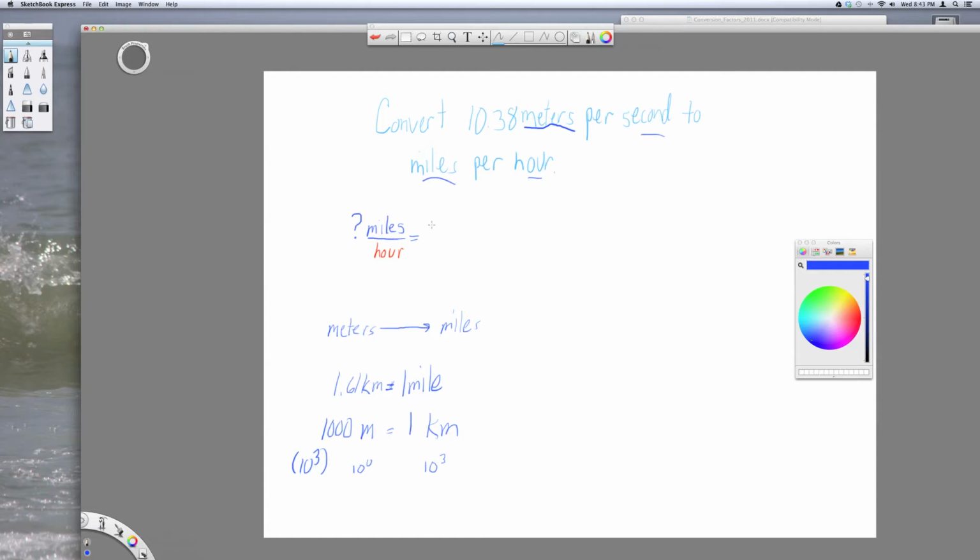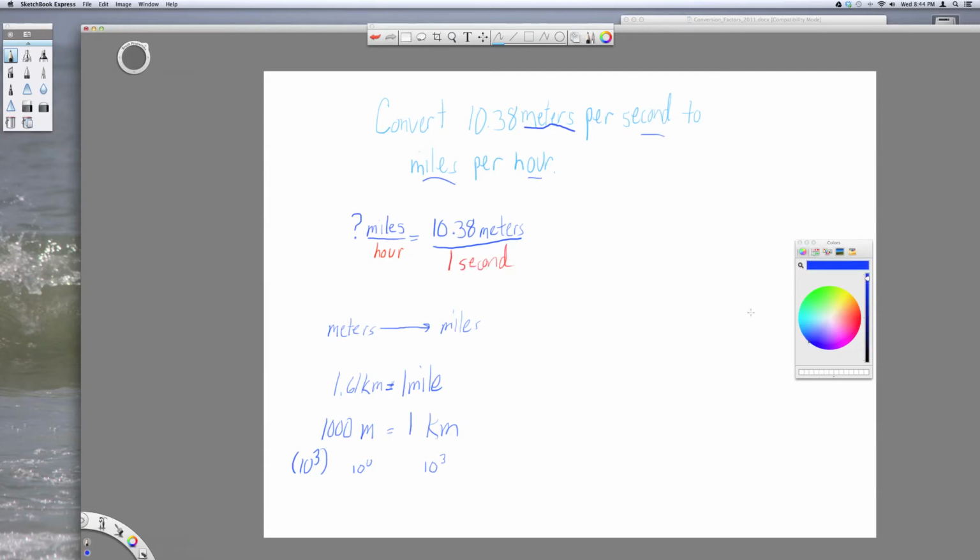And how many meters? 10.38 meters per second. And notice how I put 10.38 meters per. That per is the fraction. So 10.38 meters is my numerator, and 1 second is my denominator. And I already told you that we were going to color code, so I made a mistake here. We're going to put the time units in red, so this should be 1 second.